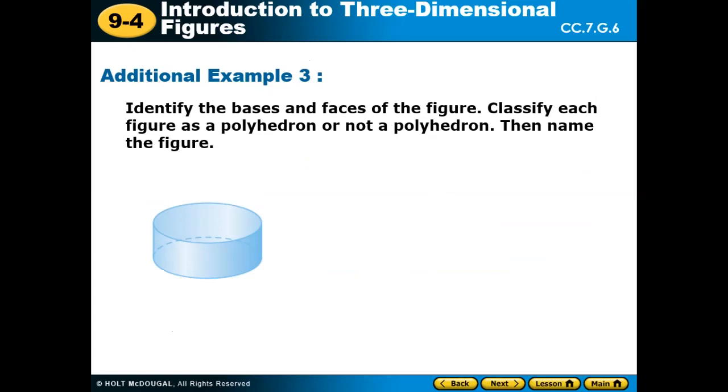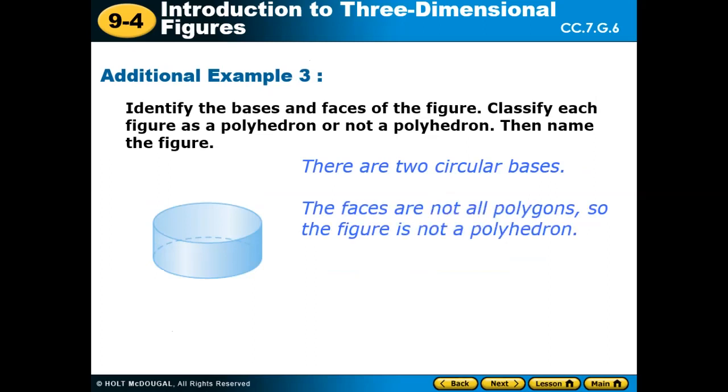Here, identify the bases and faces of the figure. I have two circles, so we say they are two circular bases. Okay, here are all faces polygons? No, because the circle is not a polygon, so the faces are not all polygons. It means this figure is not a polyhedron. Okay, and the name of this figure is a cylinder.